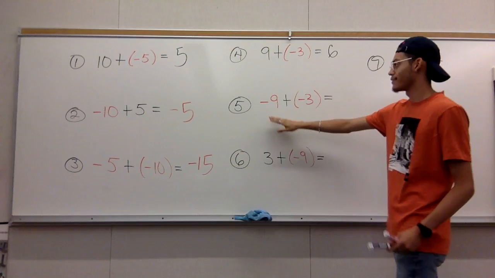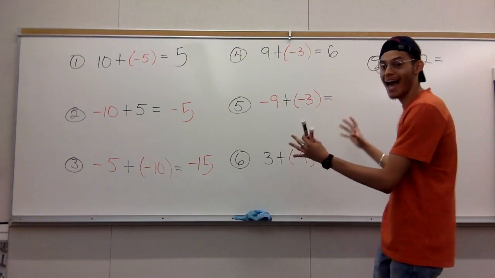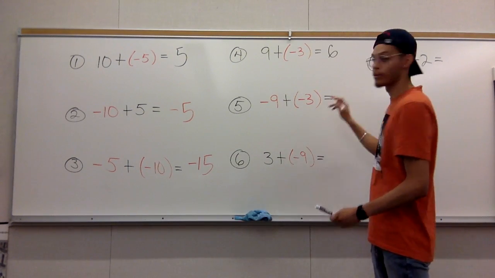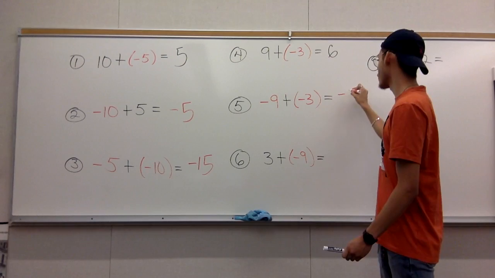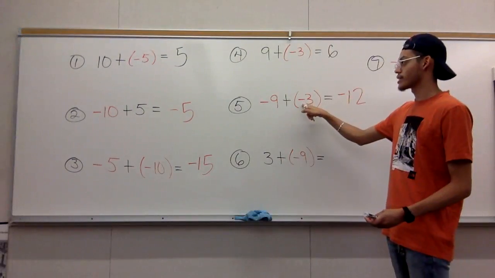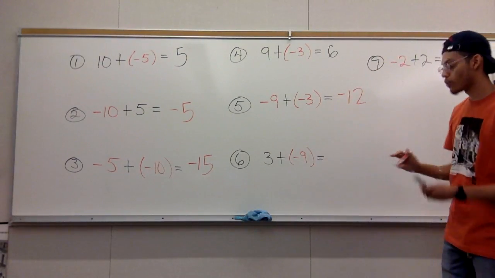The next problem, if you have negative 9 plus negative 3, they're the same sign, so you add them together. 9 plus 3 equals 12. But don't forget about the negative. That is the most important part, because if you forget about the negative, the whole answer is wrong. So it's very important to keep an eye out for the negatives in the problem. If they're the same, you can just add them: negative 12.